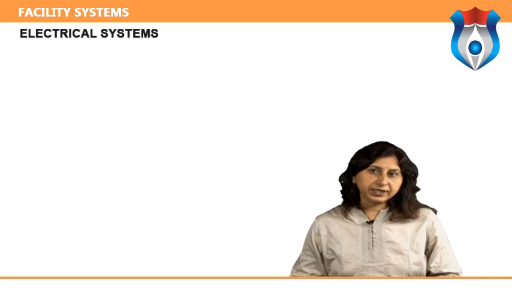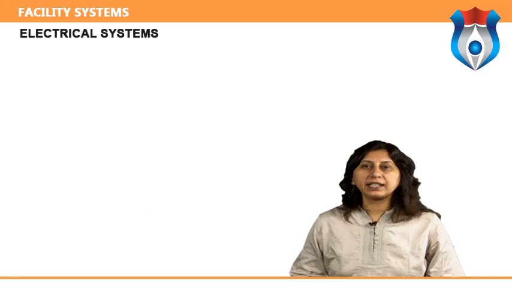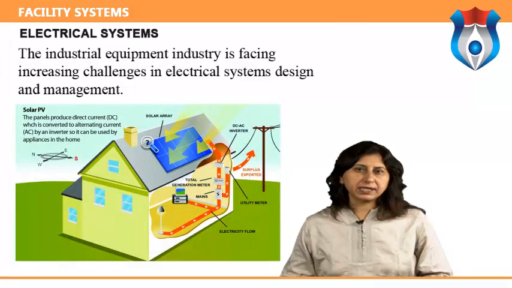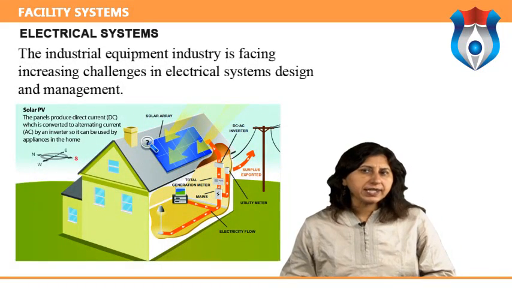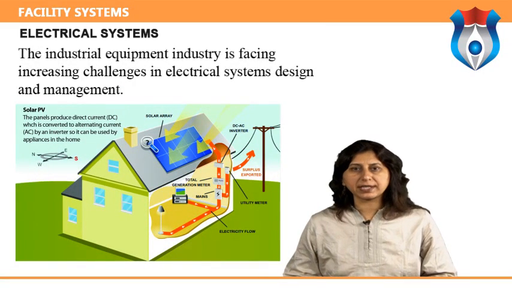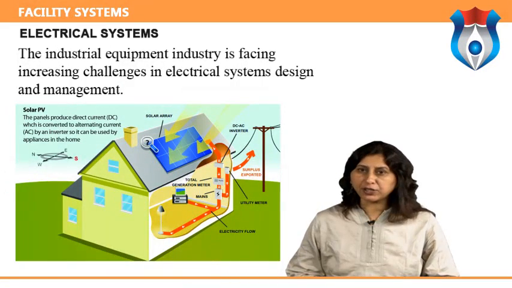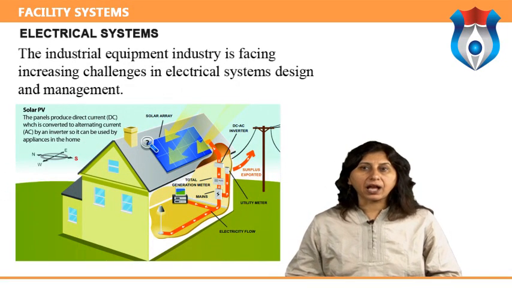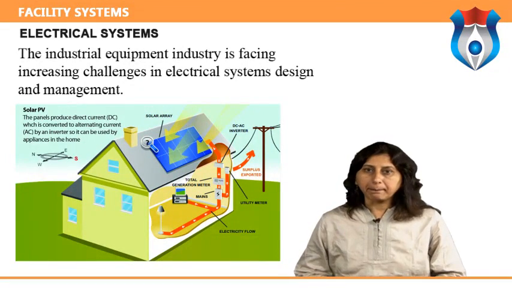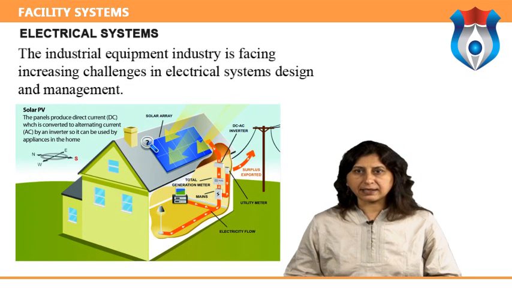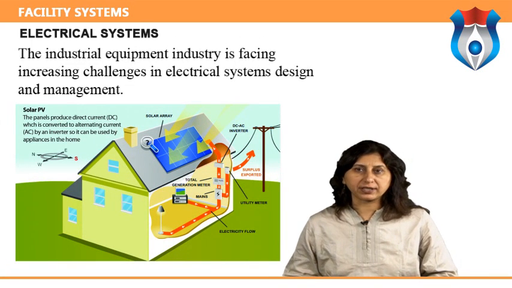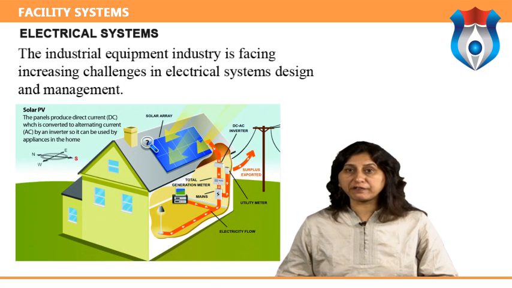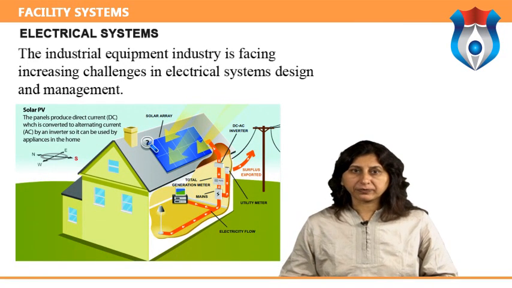Now moving on to the next topic, we will study the electrical systems. The industrial equipment industry is facing increasing challenges in electrical systems design and management. In the past, electrical devices and harness routes were designed by fitting them in spaces left by mechanical engineers. In some cases, the fitting is even done during physical mock-up validation.